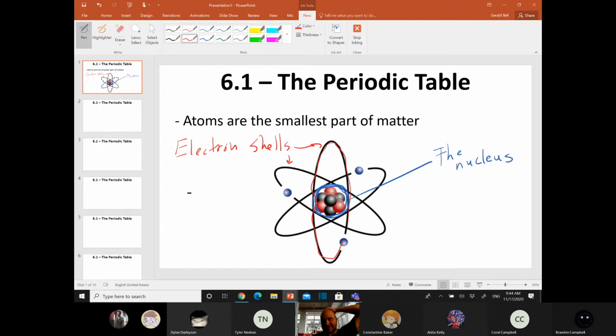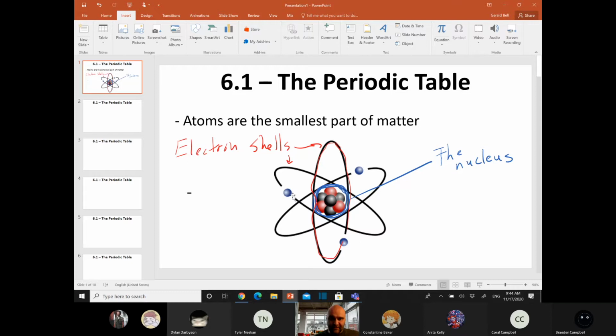So if I ask what 2 things make up an atom, you guys could say one answer could be, well, it's made up of the nucleus and it's also made up of electron shells. And then inside of the nucleus and inside of the electron shells, we have those 3 particles that was mentioned earlier.